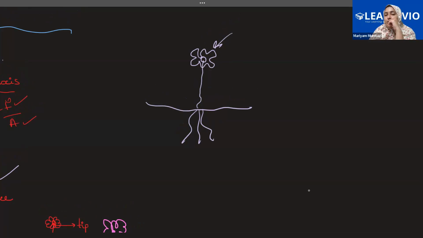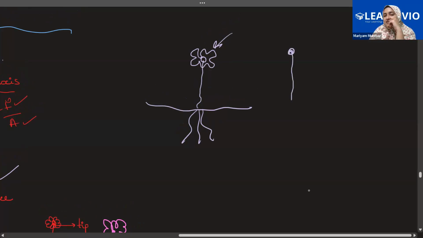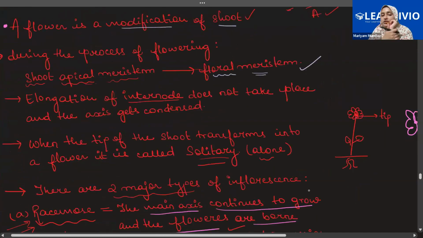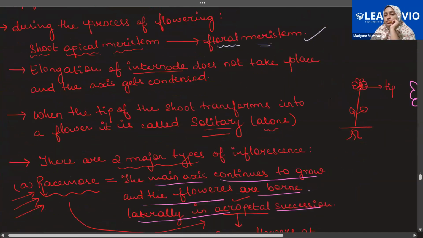Anyway, so whenever the stem ends at a flower alone, right? One flower at the end alone. That is what we call a solitary condition, meaning the tip of the shoot will transform into a flower and we call it solitary.